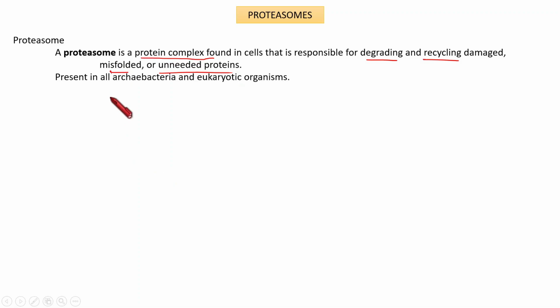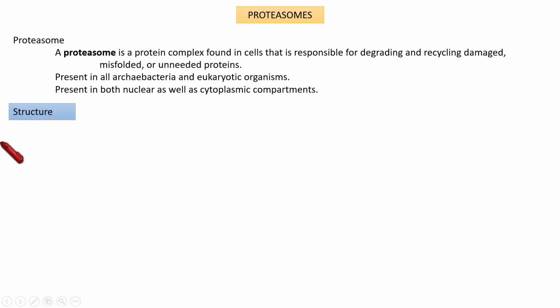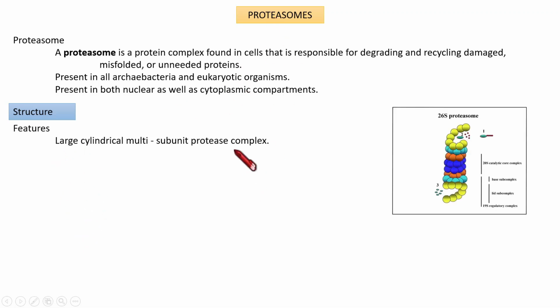Okay. Then it is present in all archaebacteria and eukaryotic organisms. And if we take the case of a cell, we can locate the proteasome in the nuclear compartment as well as the cytoplasmic compartment. So let's move to its structure. Have a look through its features, which are the important features of the proteasome. It is a large cylindrical multi-subunit protease complex. Protease means it can degrade protein. So that's why it's a multi-subunit protease complex.